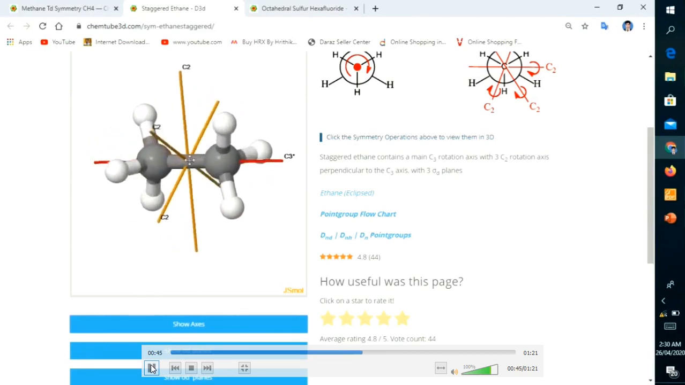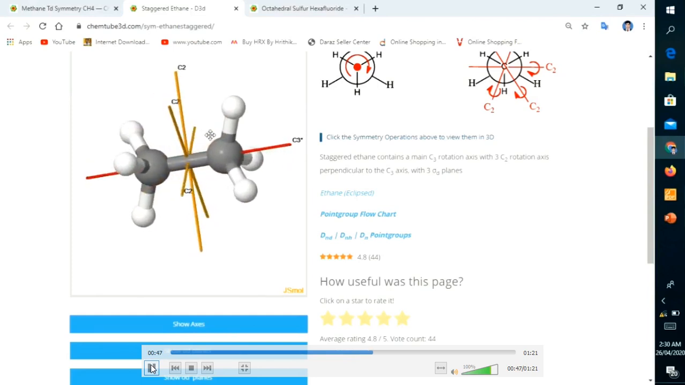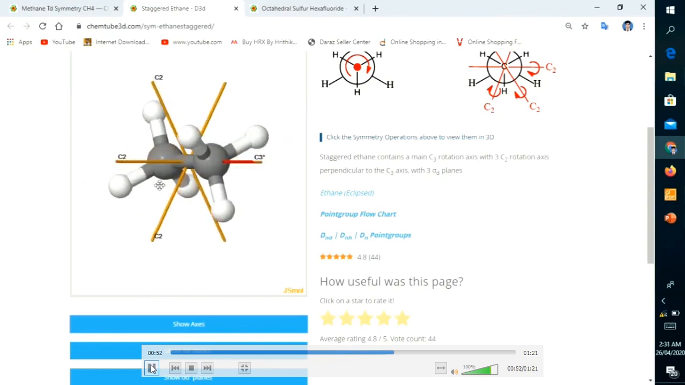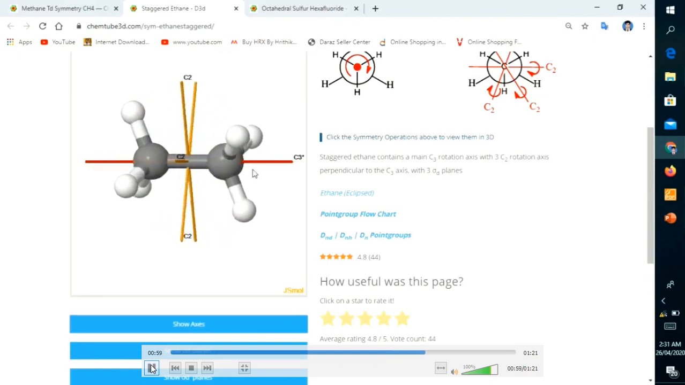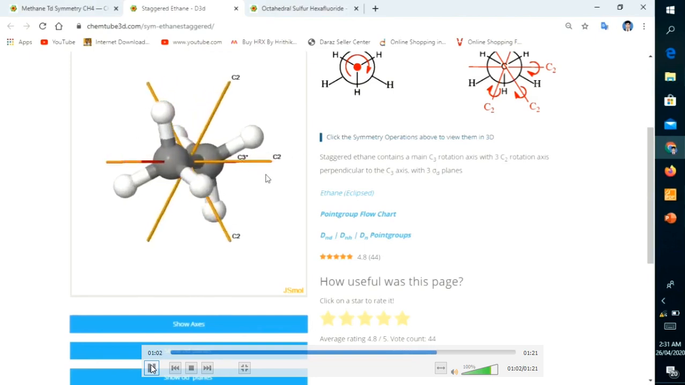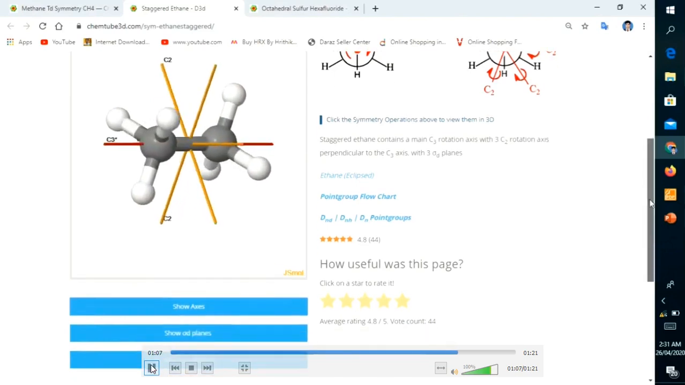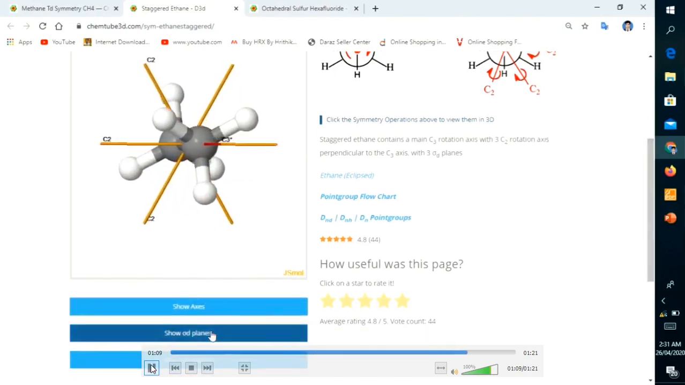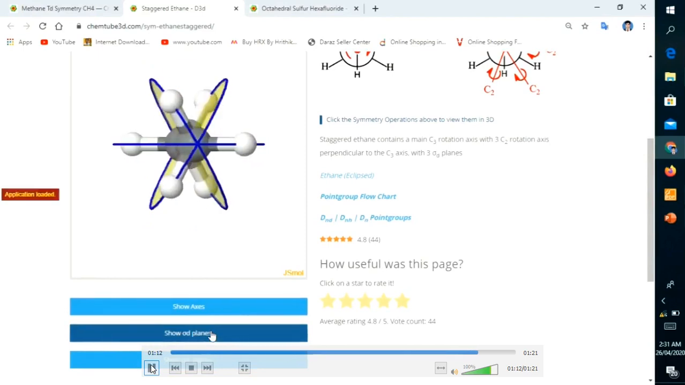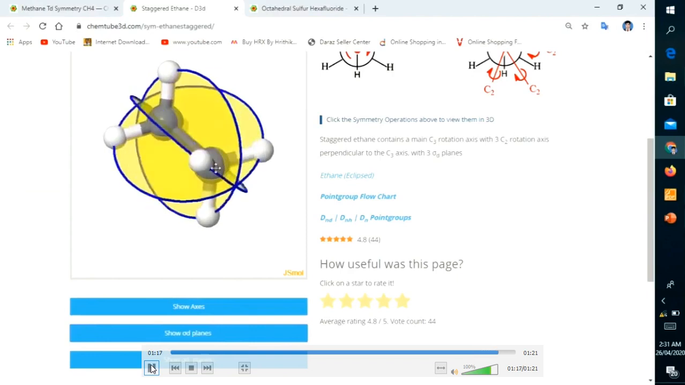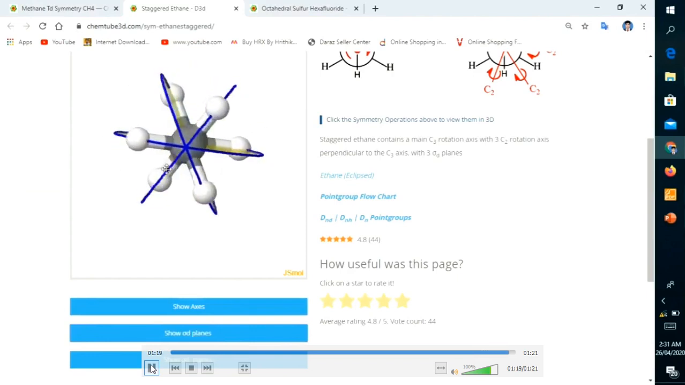In staggered ethane, as we know, there are two line patterns, dotted and solid. Here we can see the dotted and solid in a clear vision. It also shows the planes. You can see the planes as well in the diagram.